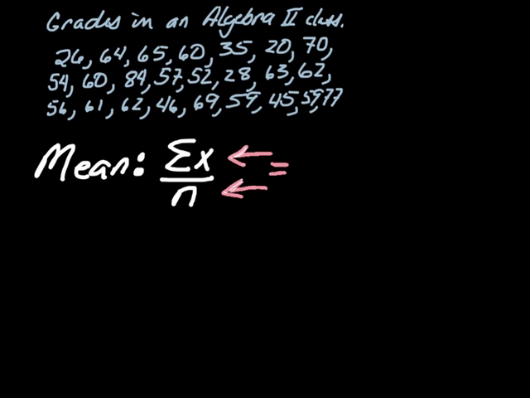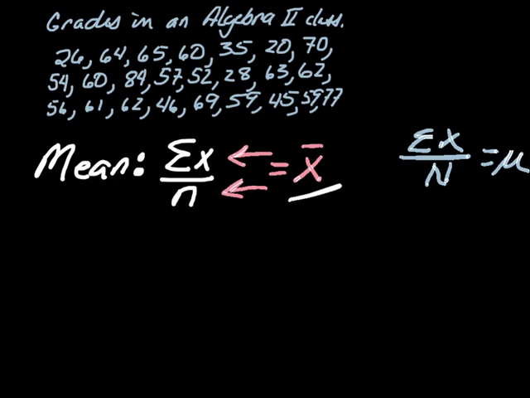It's actually the sample mean. And if we change it slightly and put the sum of all the x's over capital N, then that would illustrate the population mean. So notice the difference in notations for a sample mean and a population mean. Those notations are important.